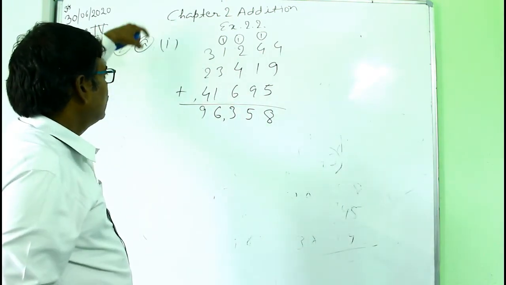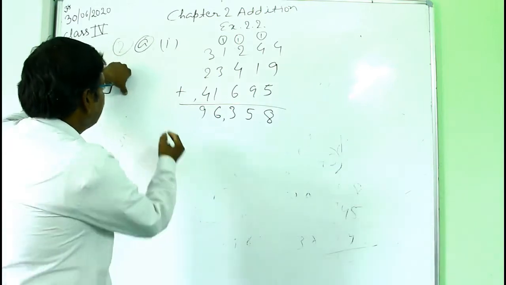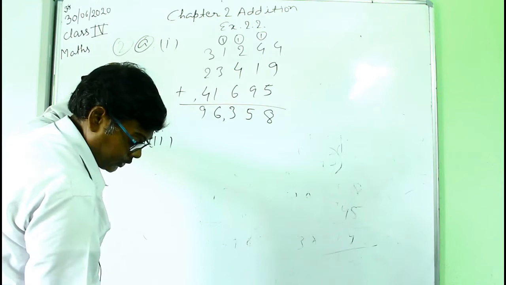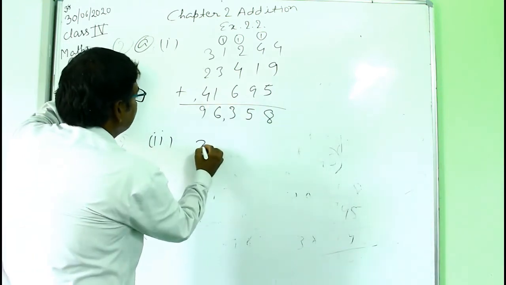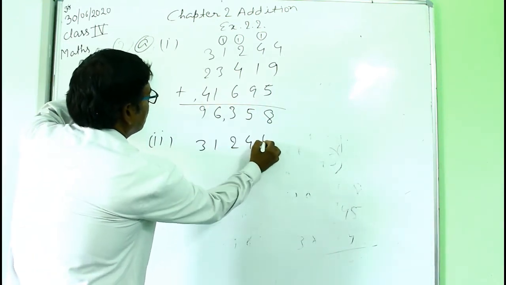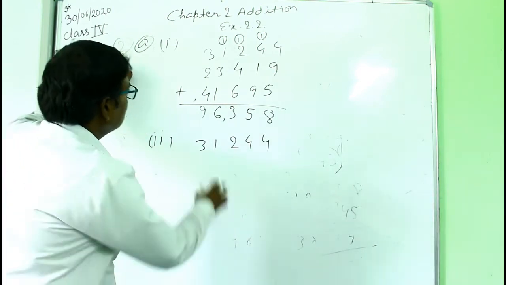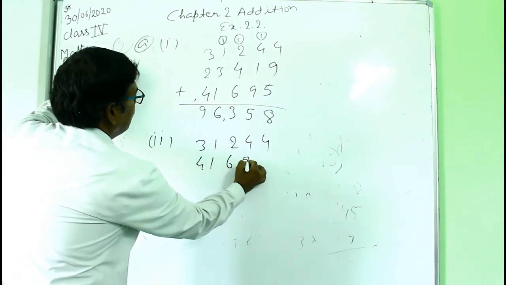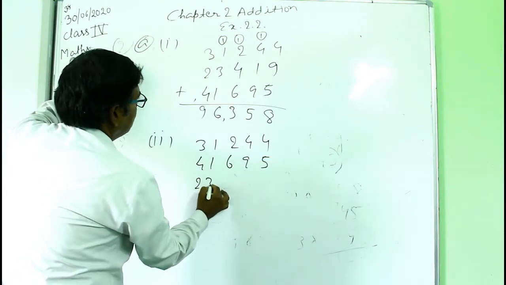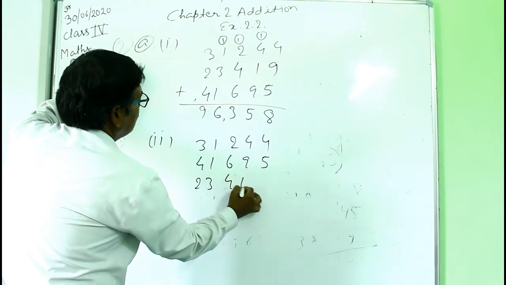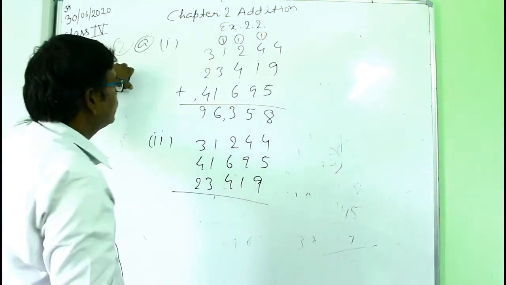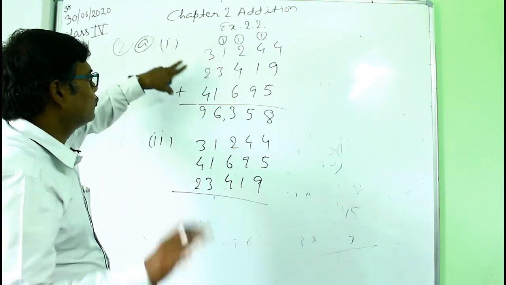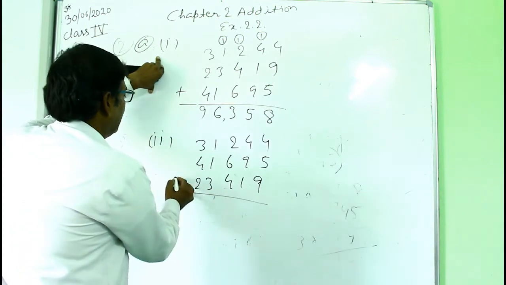Now find the sum of the other arrangement. The first number is 31,244, the same number, and the other number is written here, 41,695, and the other number is 23,419. These three numbers are written in different ways, and then we have to find the answer.